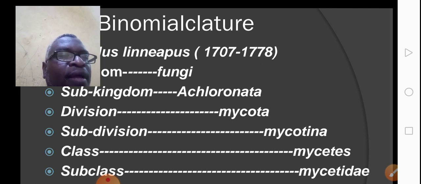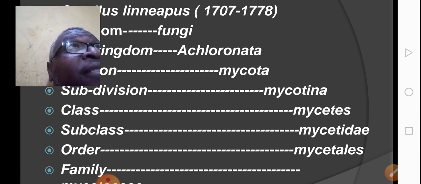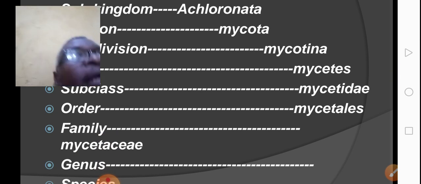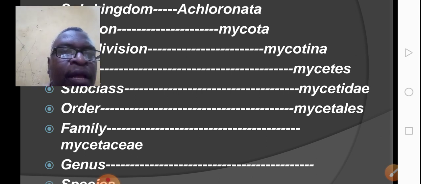So any word like Ascomycetes, Basidiomycetes, Phycomycetes means it is a class. Then we go further to mycetidae, which means a subclass. If we find a subclass ending, it is part of a class. The order ends with mycetales, such as Mucorales, which is part of the classification of order of Phycomycetes, and also the family ending mycetaceae. Any word ending in mycetaceae is a part of the family, and then we have the genus.